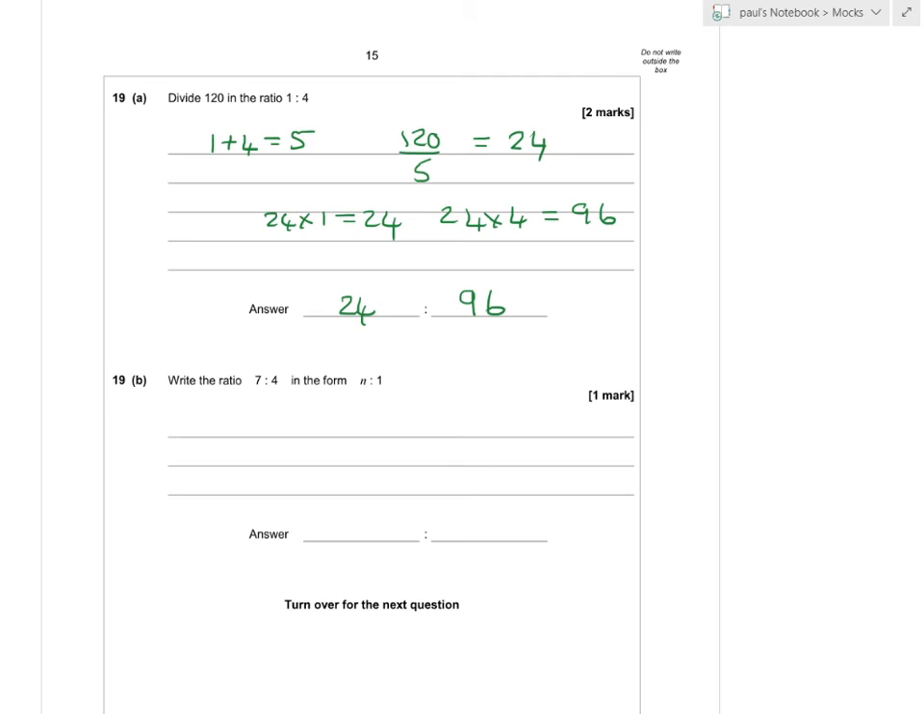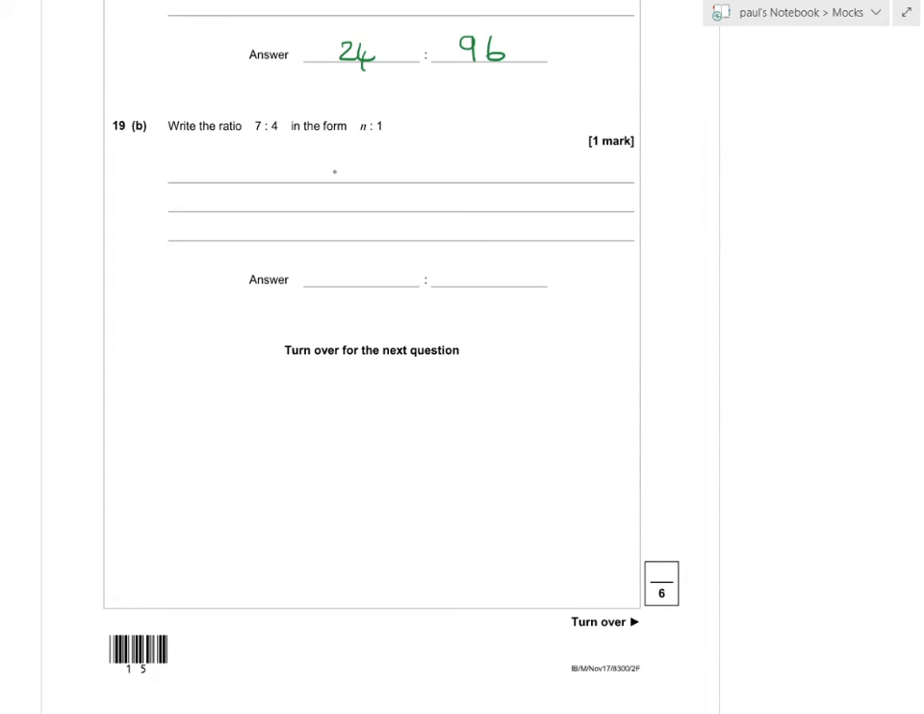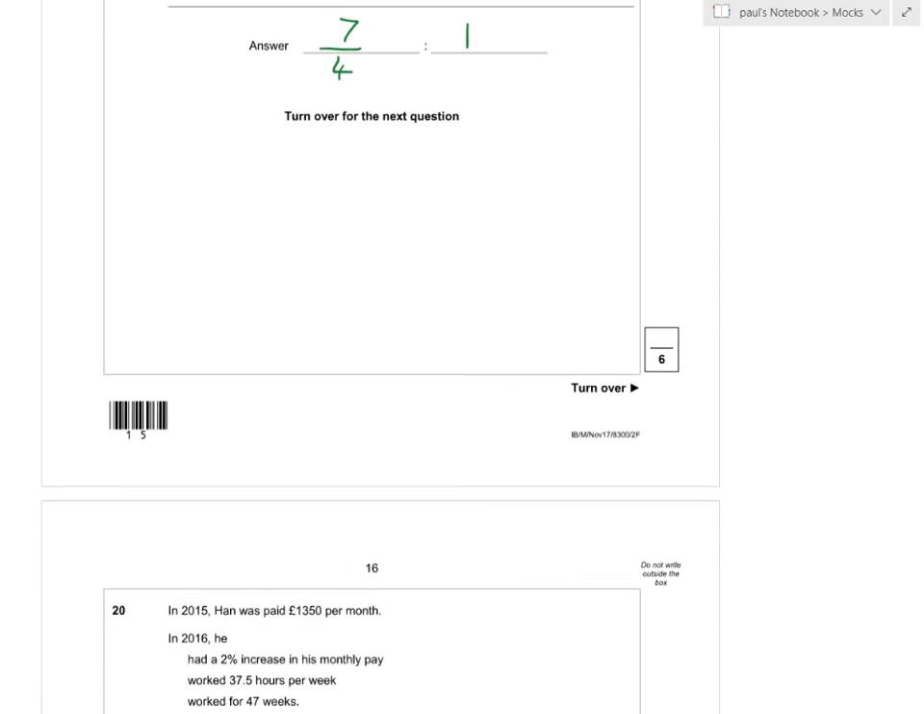Write the ratio of 7 to 4 in the form of n to 1. Okay, 7 to 4. Underneath, write n to 1. To get from 4 to 1, we divide by 4. So we must divide that by 4 as well. Easiest way of writing 7 divided by 4 is just 7 over 4 to 1. I don't know whether you want to put that 1 3/4 or 1.75. See what they actually wanted for that one. Yeah, either or, it doesn't matter.